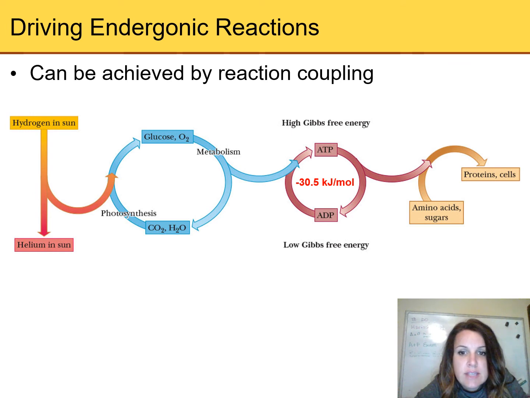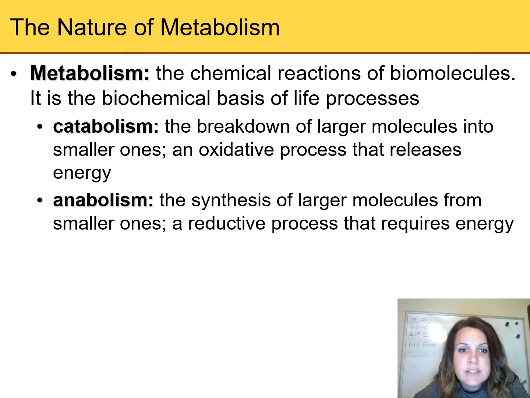And what we find is that in living systems, we couple exergonic reactions to endergonic reactions. So to constantly drive what's occurring in the cell, we release energy from one process and use it to drive the next process. Metabolism is the sum of all the chemical reactions in the cell. And we have two types of metabolism, catabolism and anabolism. Catabolism is the breakdown of larger molecules into smaller ones, and anabolism is the buildup, or making of larger molecules from smaller ones.